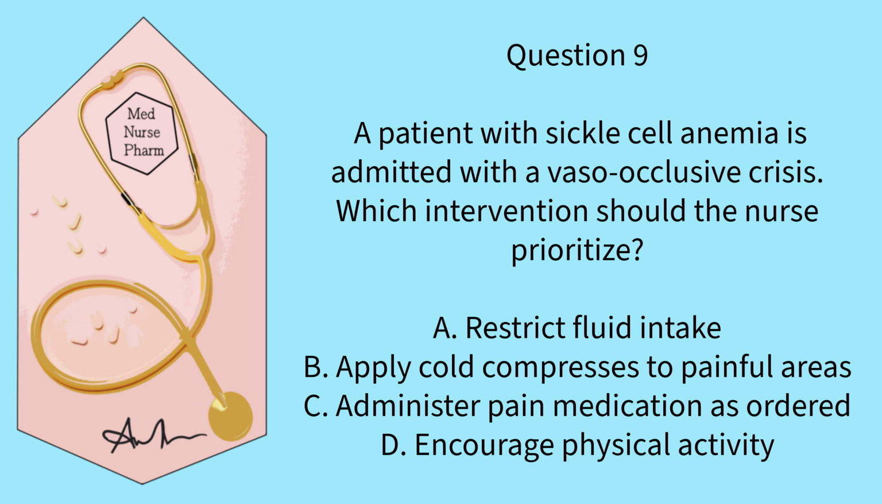Question 9. A patient with sickle cell anemia is admitted with a vaso-occlusive crisis. Which intervention should a nurse prioritize? Restrict fluid intake, apply cold compresses to painful areas, administer pain medication as ordered, encourage physical activity. Pause the video and select your answer.